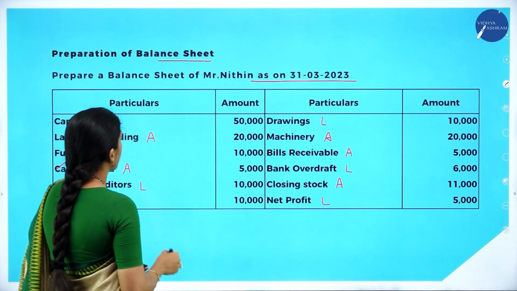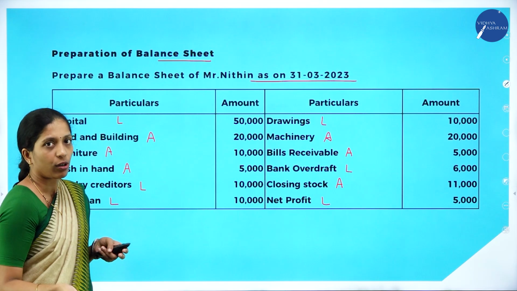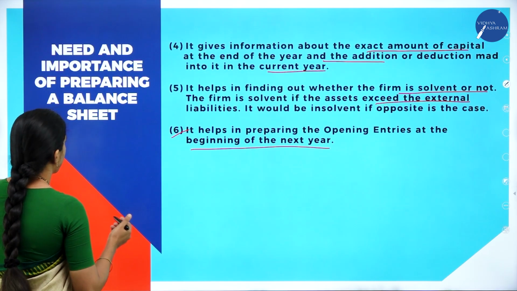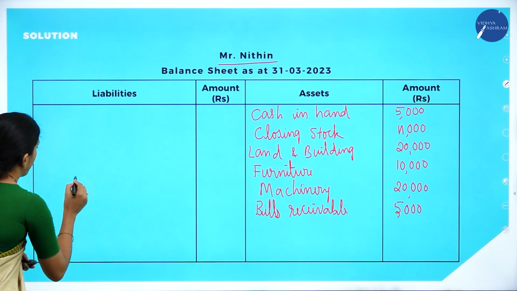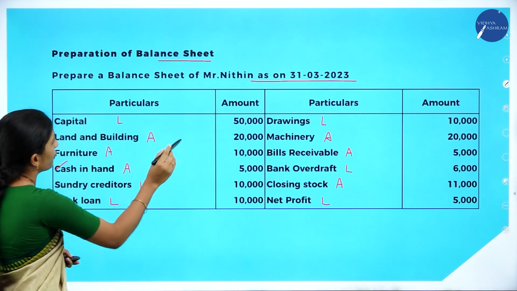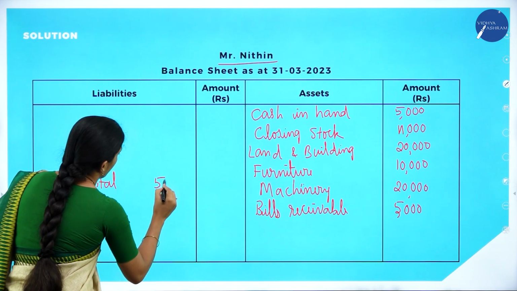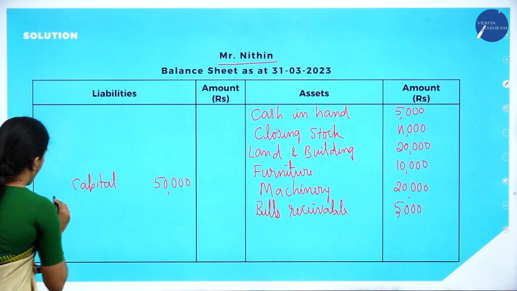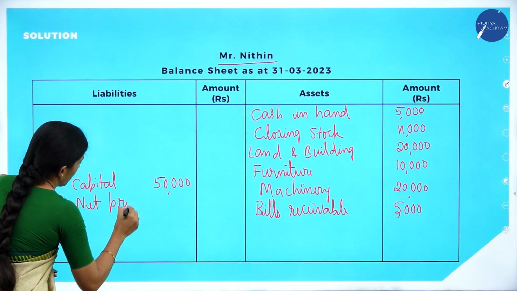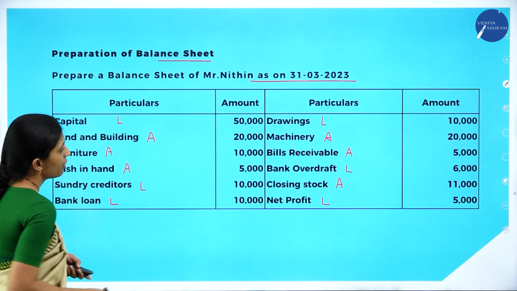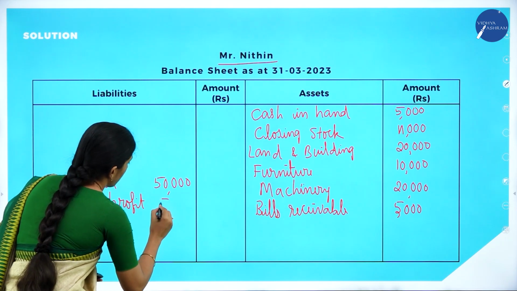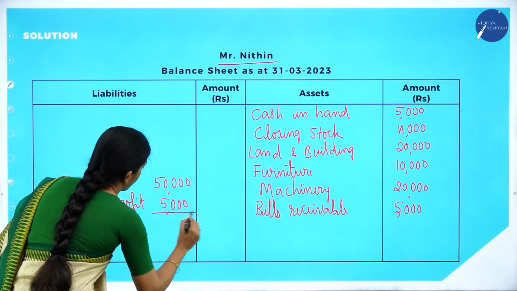Now come to liabilities. The liability capital, we shall record it later because for the capital we have adjustments, so we shall leave some space here. So leaving space, capital. We have capital 50,000. You have to write it in the inner column. Add net profit. The net profit is given in the question, here it is 5,000. So it will be 55,000.